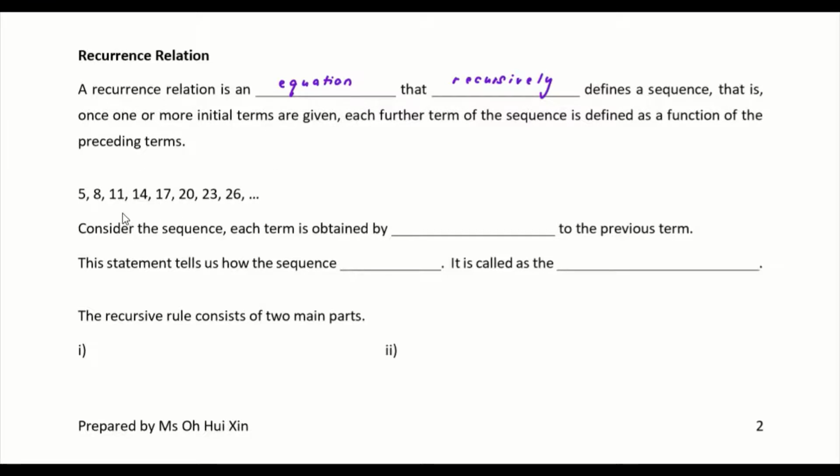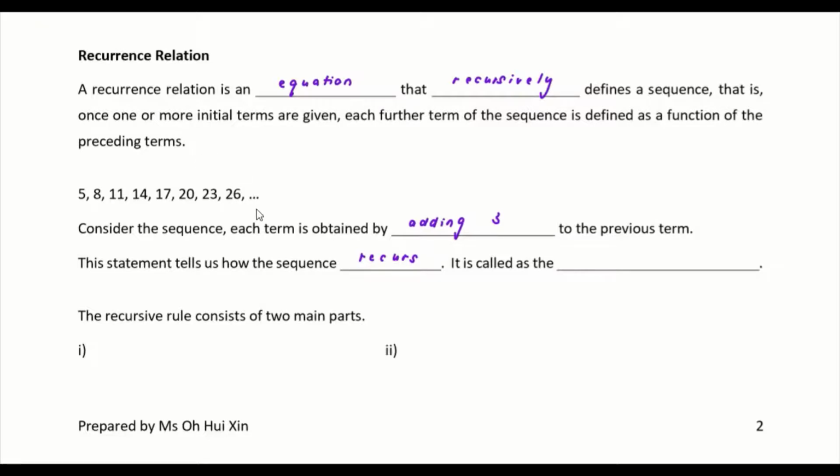Okay, so for example, this goes back to the example one that we did just now. So we know that obviously this is a sequence, right? Because when you try to see this, then you'll be able to guess what is the next subsequent term by observing the pattern here. So consider this sequence, you realize that each term is obtained by adding 3 to the previous term. Am I right? So adding 3. Okay, so this statement actually tells us how the sequence recurs, so how the sequence continues to go on.